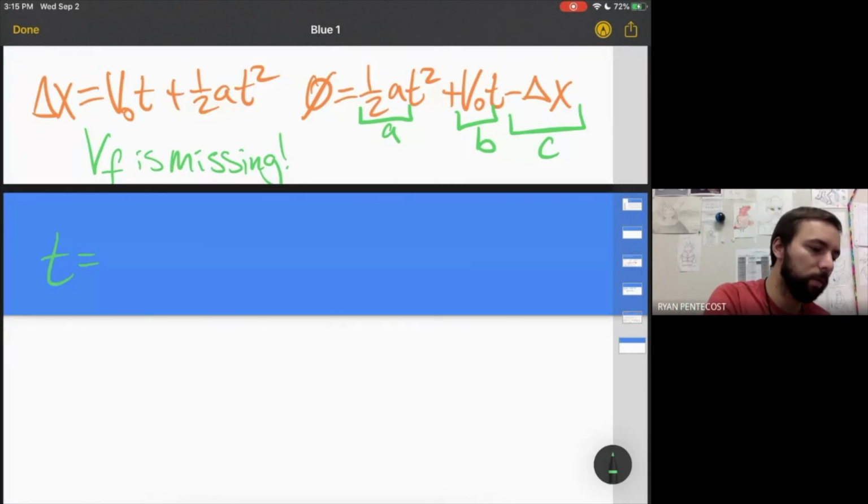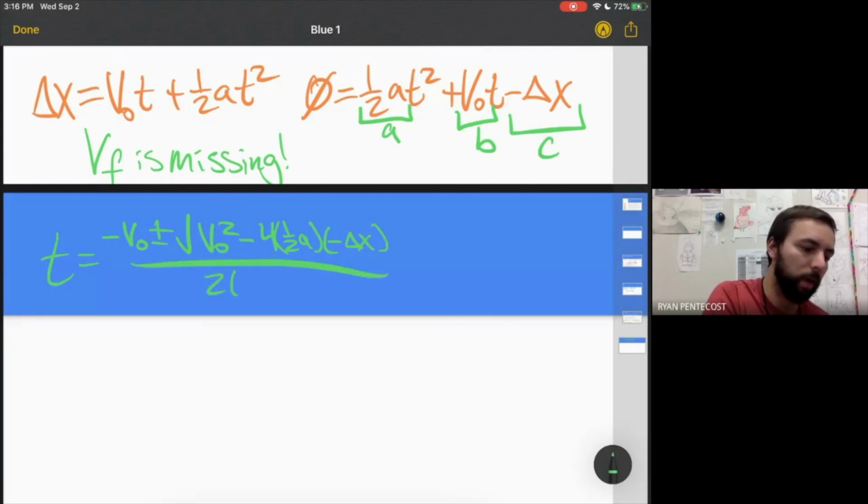So let's see. We start off with t equals negative b, which is negative v naught, plus or minus the square root of v naught squared minus, what is it, 4ac? Minus 4 times our a, which is 1/2 acceleration, times our c, which is negative delta x, all over 2 times our a, which is 1/2 a. Told you that a is going to get silly.